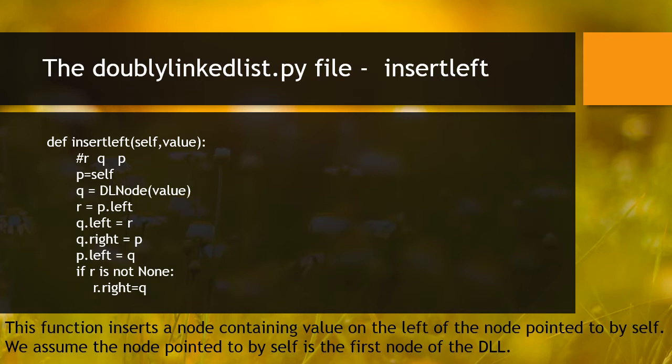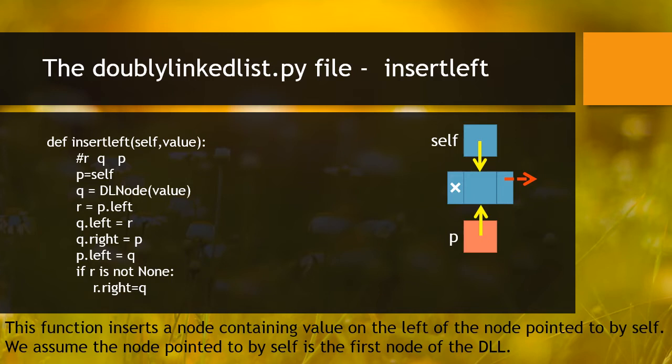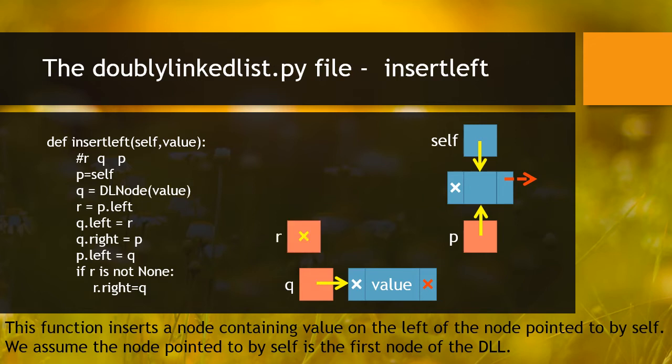We again look at insert left. This time we assume the node pointed to by self is the first node of the doubly linked list. So there is no node to the left of this node. Again we arrange PQR in such a way that R is on the left, Q is in the middle, P is on the right. P points to self, Q points to a new node containing value. R should point to the left of P. Left of P is none, R is none.